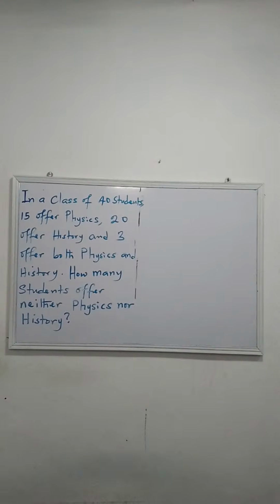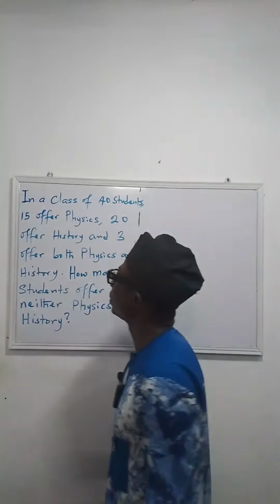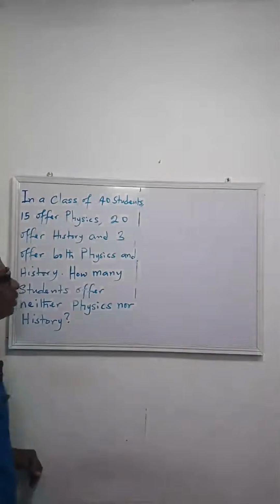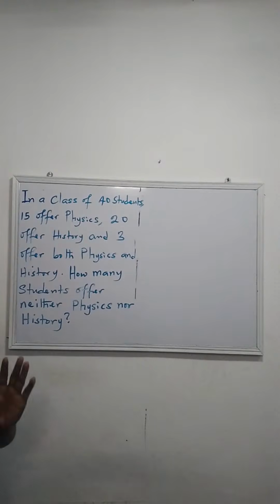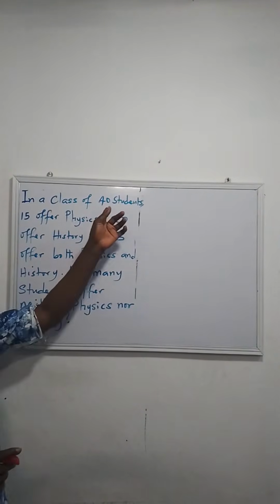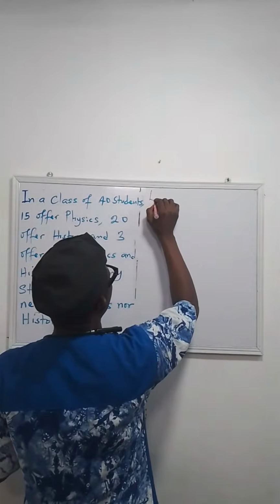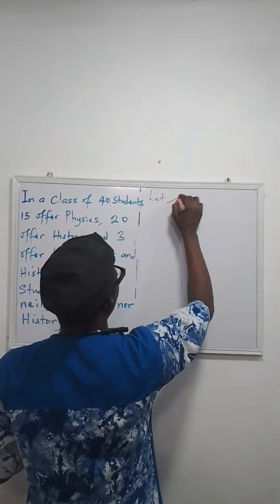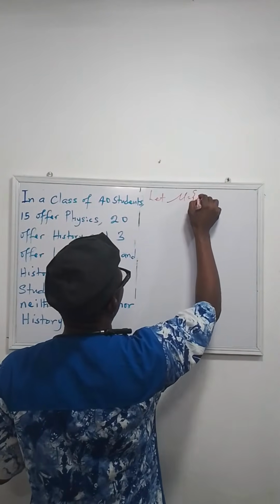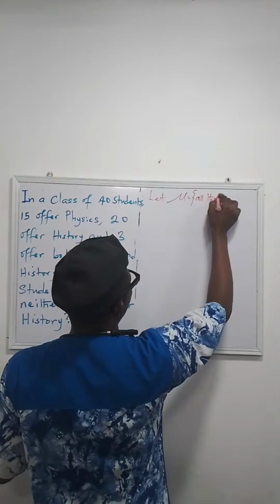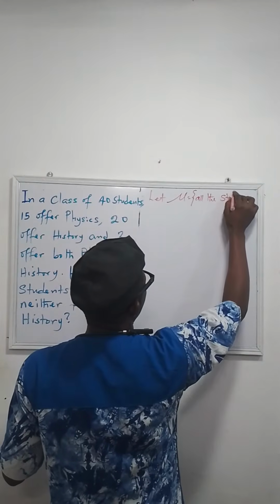All right. Okay. So now let's see, how do we solve this problem? Now, in the question, we have been told that the total number of students in the class that we want to consider is 40. So now we are going to start by saying, let's call U the set of all the students.